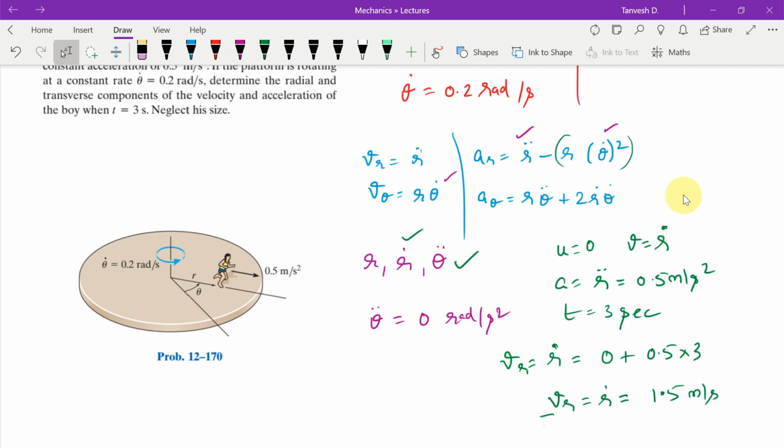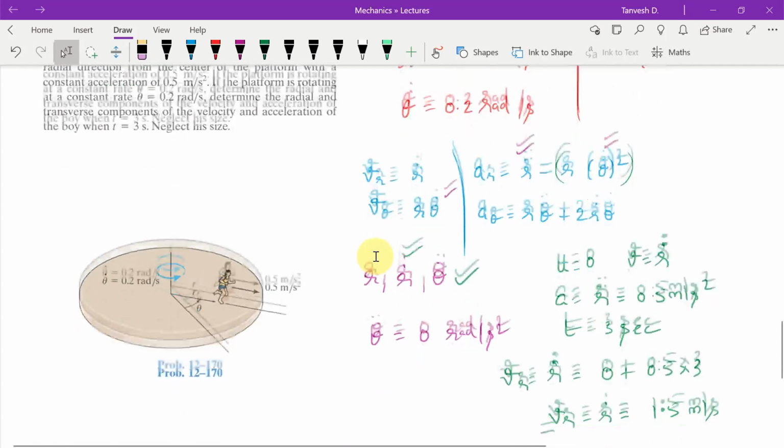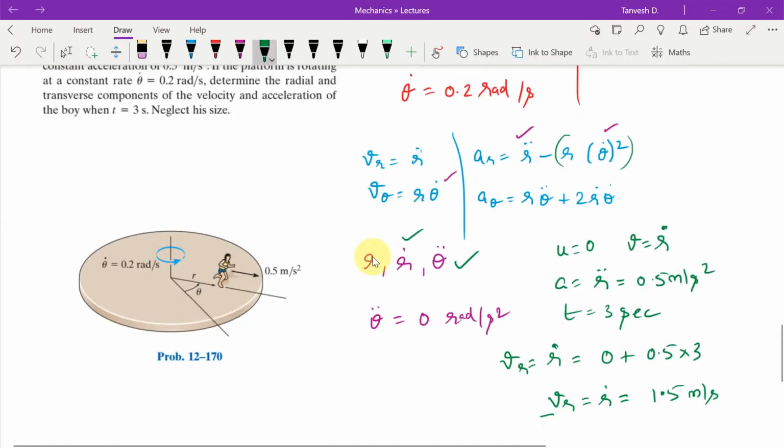Now the only thing left is r. So what you need to understand here is that this r is actually not the radius of this disk. Do not confuse this with the radius of the disk. It is actually the position of this particle at t equals 3 seconds. That is, this r is the position of that boy on that disk. It is not the radius of the disk.